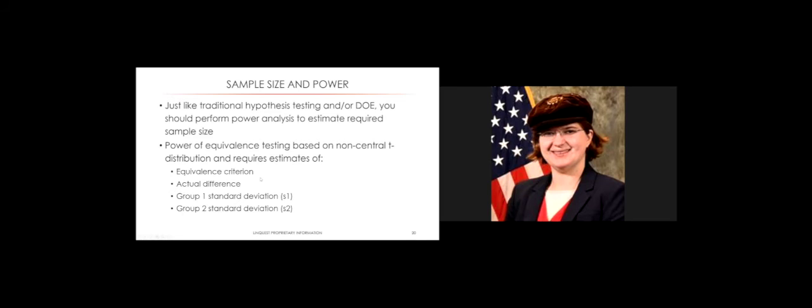I wrote a little function in R that does it for me. So if you want the little function, just shoot me a message. I'd be happy to share it with you. But you need a couple of planning values. You need your equivalence criterion, that's the value of delta. You need to know the actual difference between the group 1 and group 2 means. And of course, you need estimates for noise, the group 1 and group 2 standard deviations. With all of this information, and of course your significance level, you can estimate power.